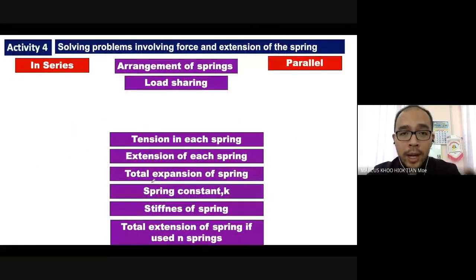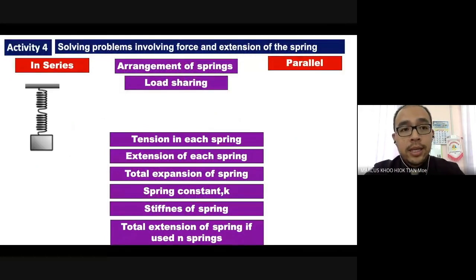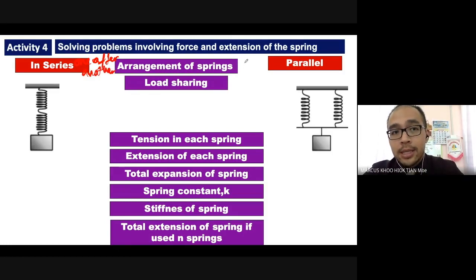So, the one after another is called in series. Okay, so dia adalah one after another, satu, macam tu. Manakala, the arrangement in parallel is in a row. Okay, semua dalam satu baris. So 2 springs that are one after another is called in series arrangement. Tetapi 2 or more springs that are arranged in a row is called in parallel.